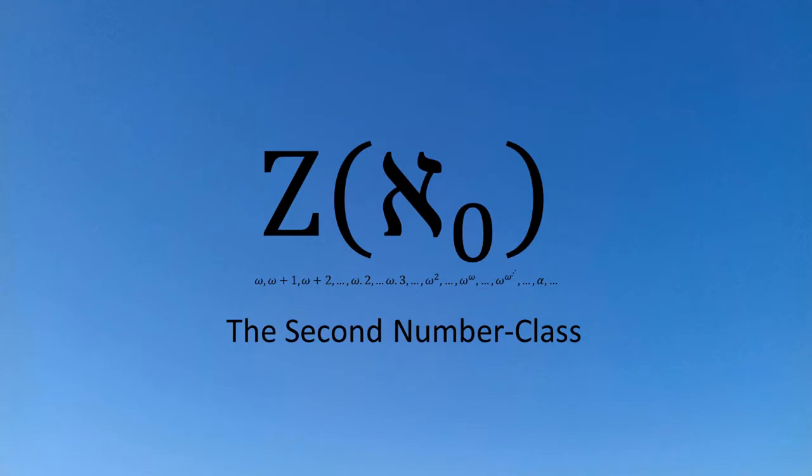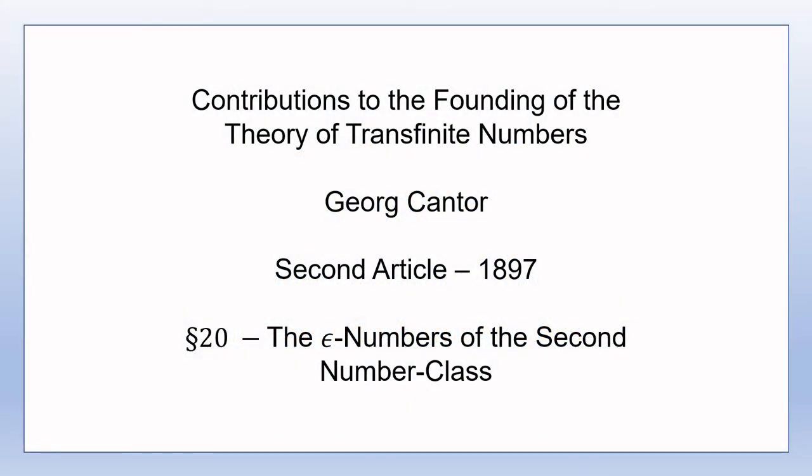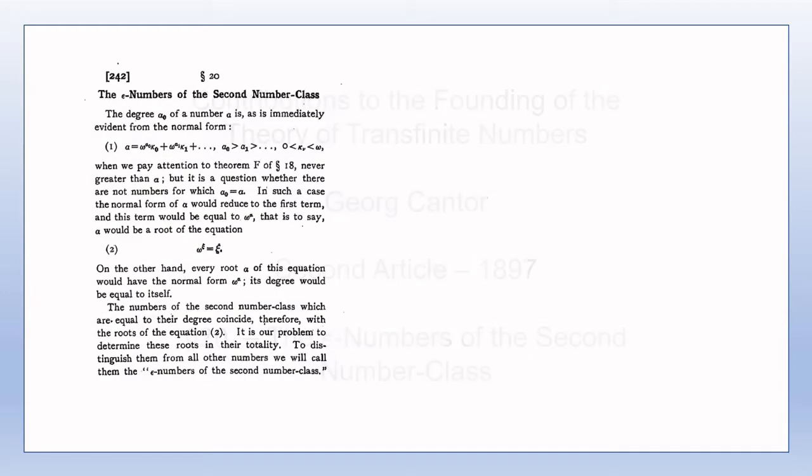Welcome to this video, the final video in my series of videos on Cantor's 1895 and 1897 articles on the theory of aggregates and transfinite numbers. Section 20 is titled The Epsilon Numbers of the Second Number Class. This is a fairly straightforward section.